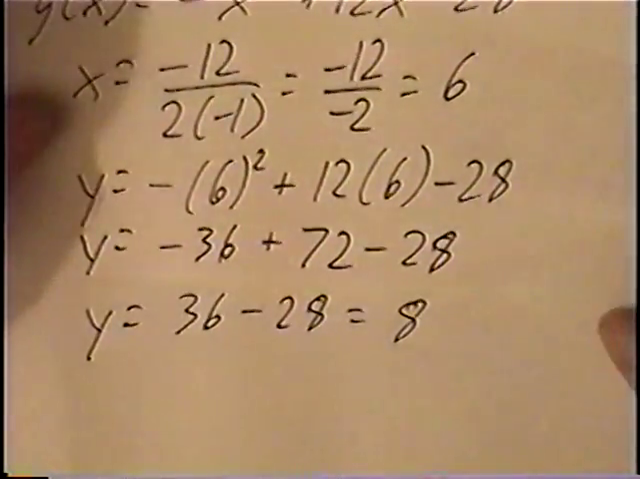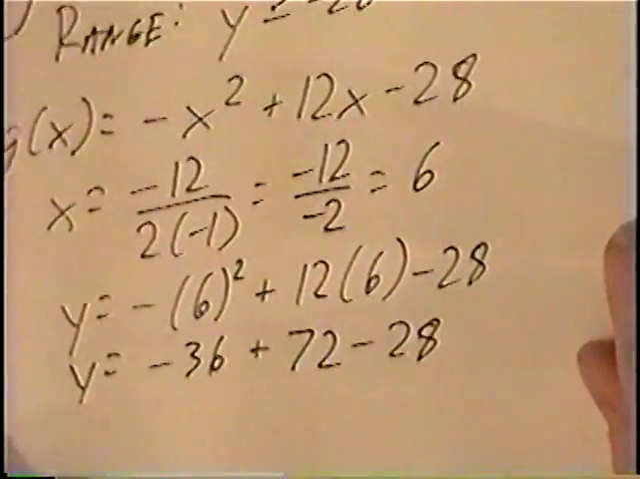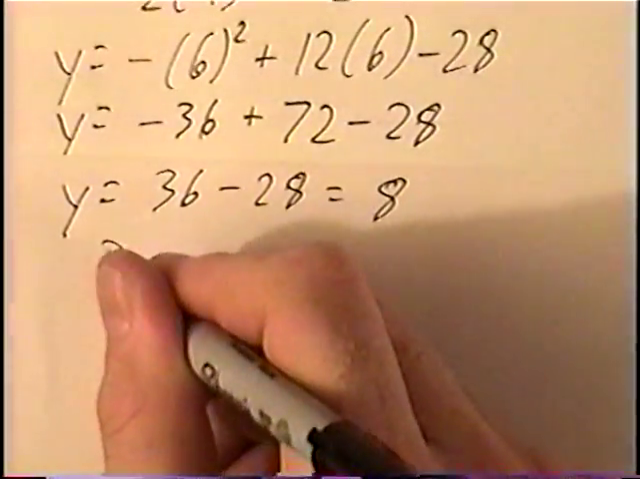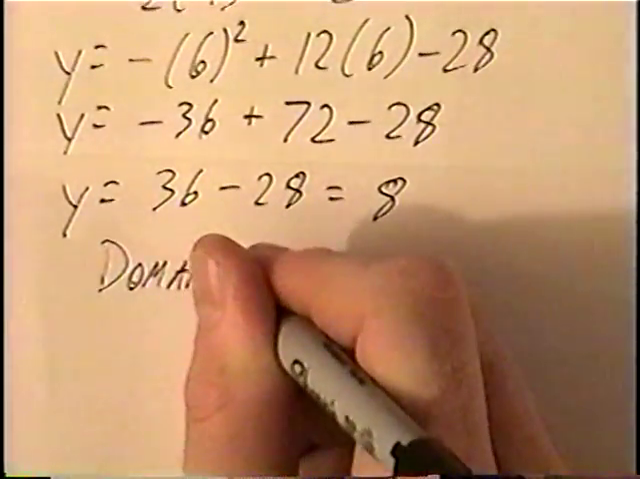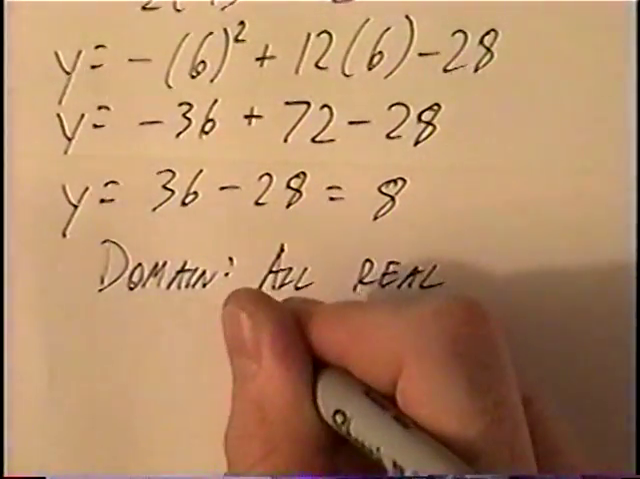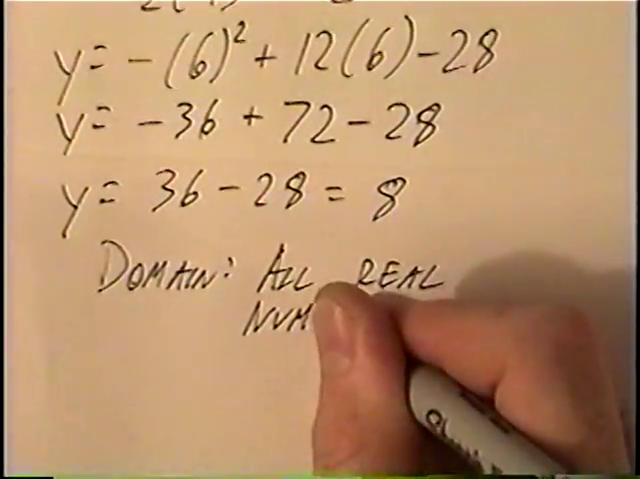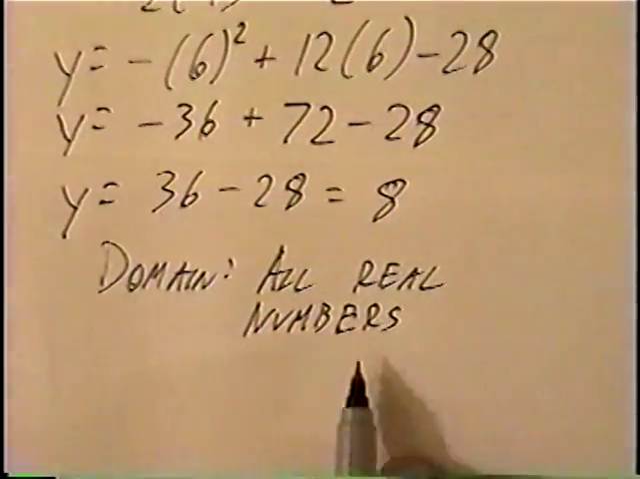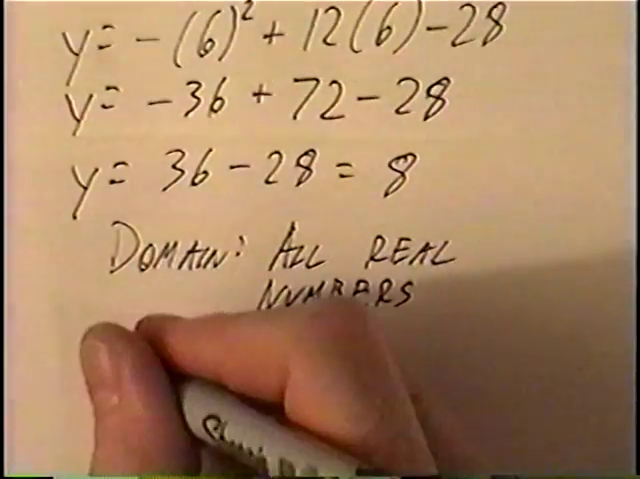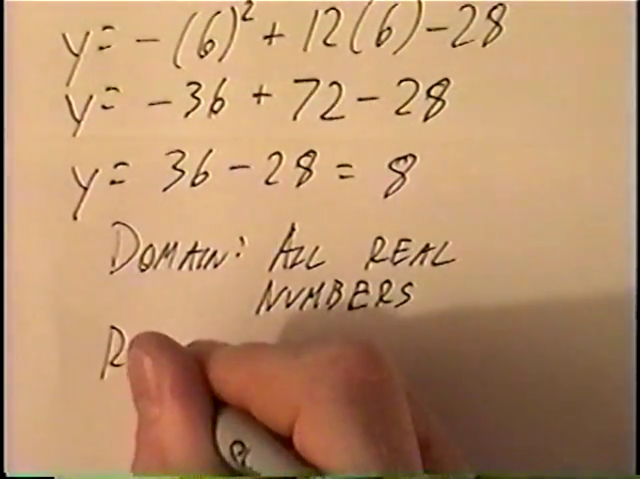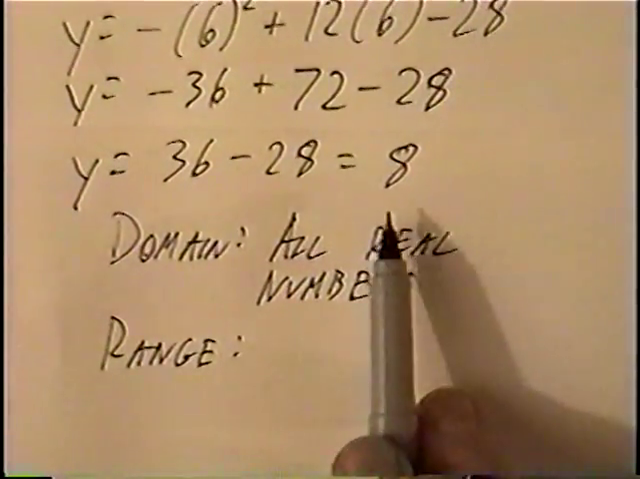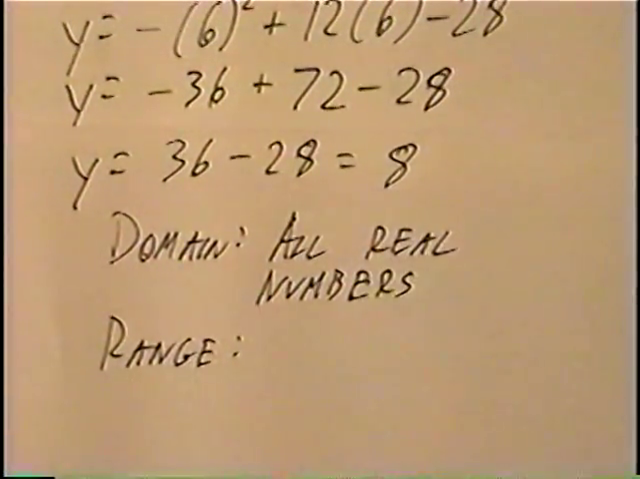And again, for the domain and range values, domain will have all real numbers. Every quadratic equation, all real numbers means you can use any x to plug into the equation. For the range, we have a y value of 8, which could be a maximum or minimum.